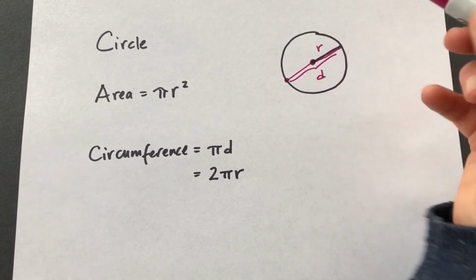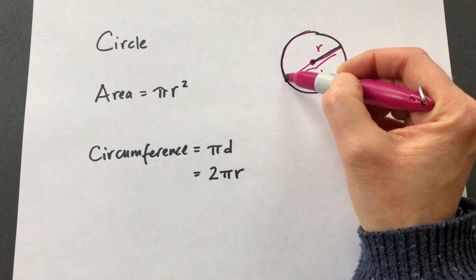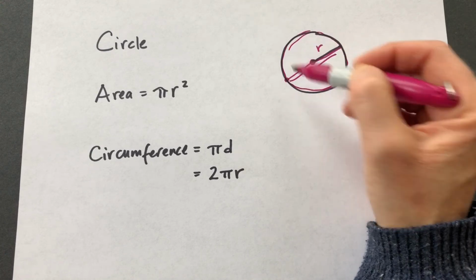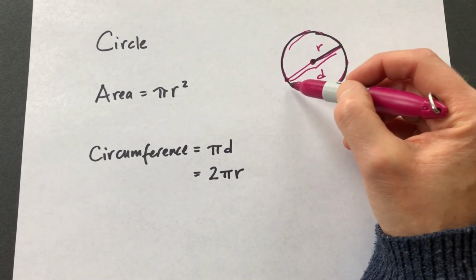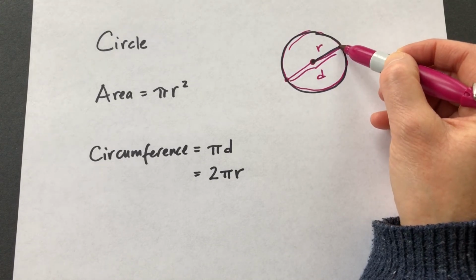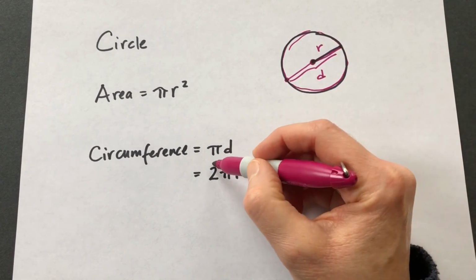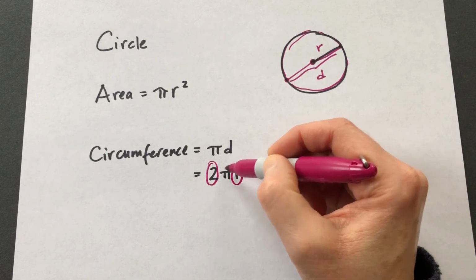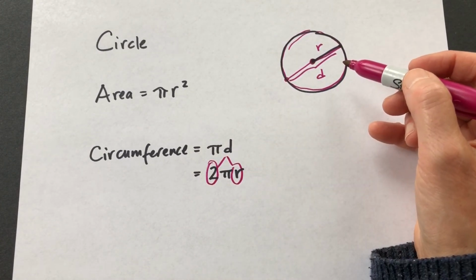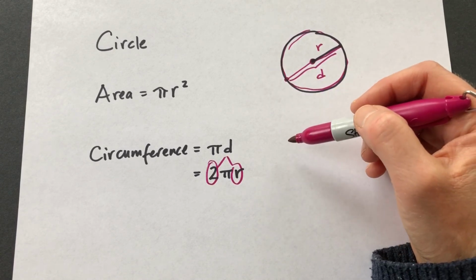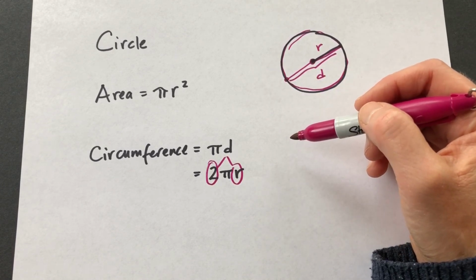And then the circumference is that distance around the circle. And we can calculate that either taking pi times the diameter, or since the diameter is 2 times the radius, we could also say 2 times pi times radius. Both of these formulas are going to be useful when we start working with three-dimensional shapes.